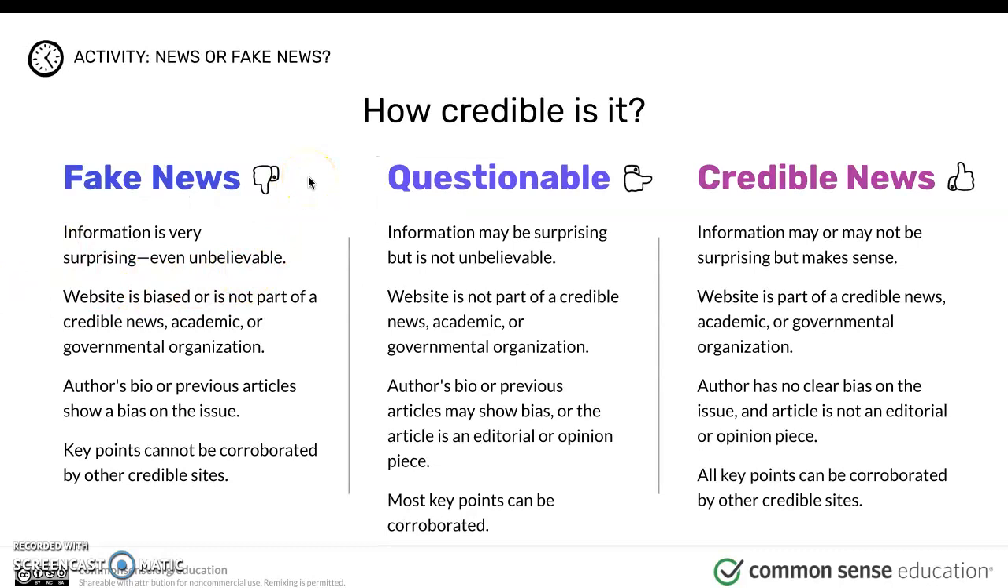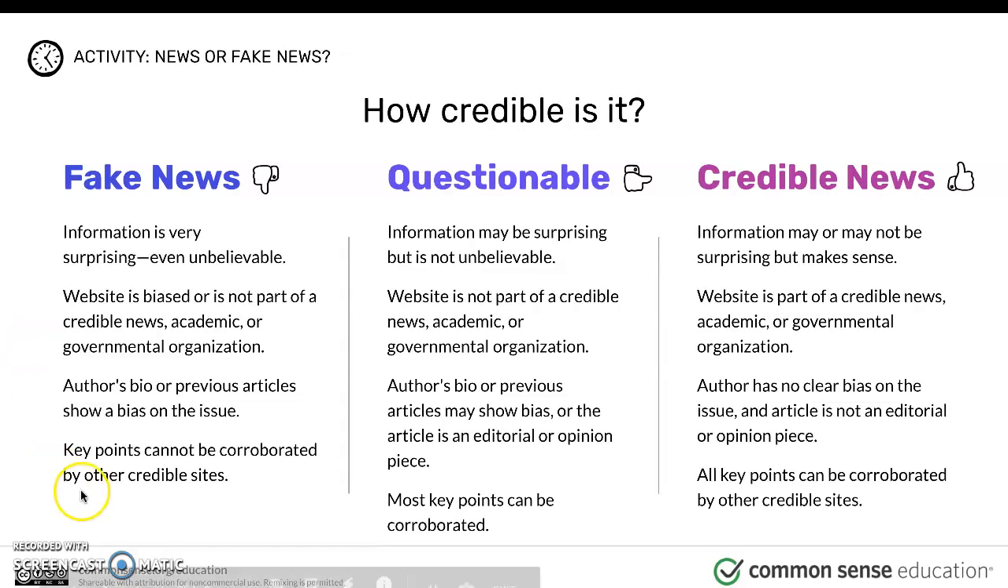So in your activity today, you're going to be figuring out how credible something is. If it's fake news, there are things that should be very obvious that show you that it's fake news. If the information is unbelievable, if the website is biased, it's not part of a .gov or a .edu, which we learned about last time. The author's bio or previous articles show a bias on the issue. Remember, we talked about the author wanting to convince you of something.